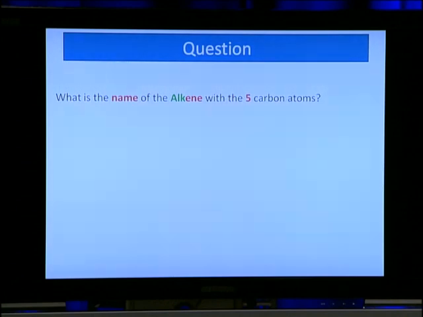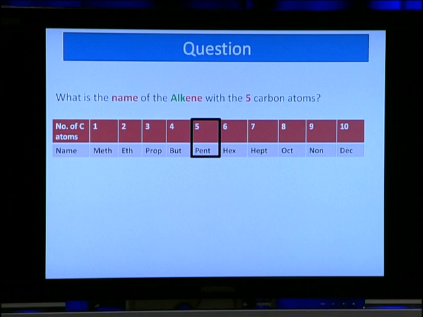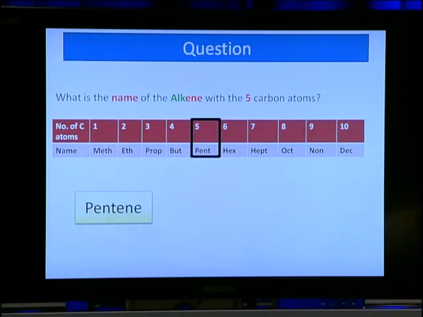Now let's have another round of activity about the alkene. What is the name of the alkene with 5 carbon atoms? When the number of carbon atoms in the hydrocarbon is 5, we give the prefix pent. And since we are talking about the hydrocarbon alkene, we add the suffix ene, because that compound would have a double bond between two carbon atoms. So this is the name of this compound, that is pentene.